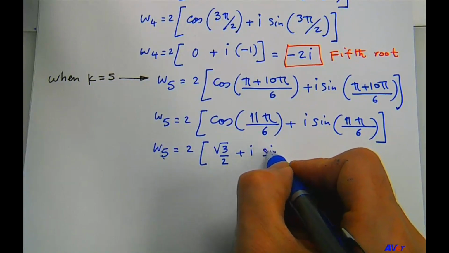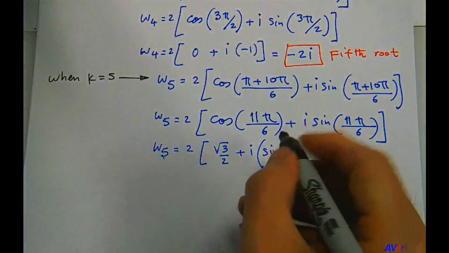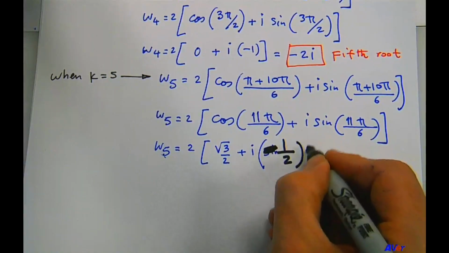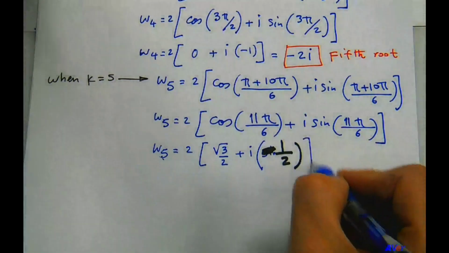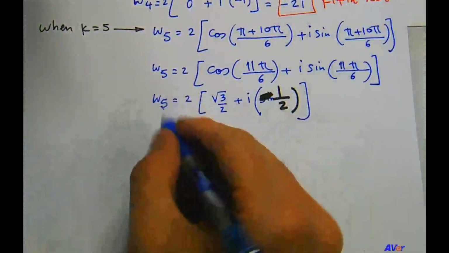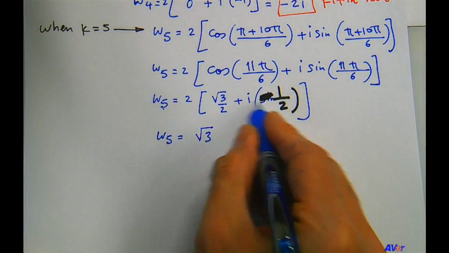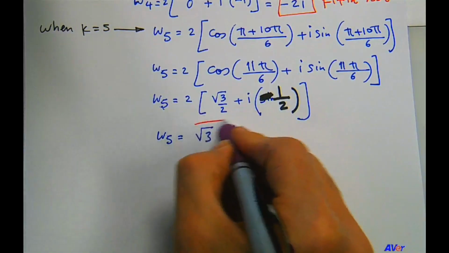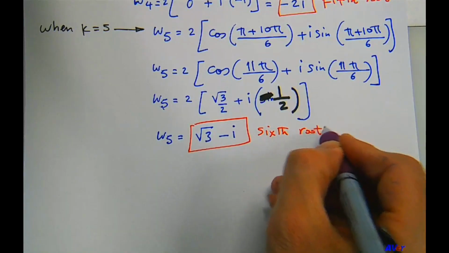Sorry, let me correct that. This is going to be negative 1 over 2. That's what I meant to write. I didn't mean to write the sign again. So let's distribute the 2 into the brackets. We have W5 equals square root of 3 minus i. And that is our 6th root, the last root we were looking for, right?